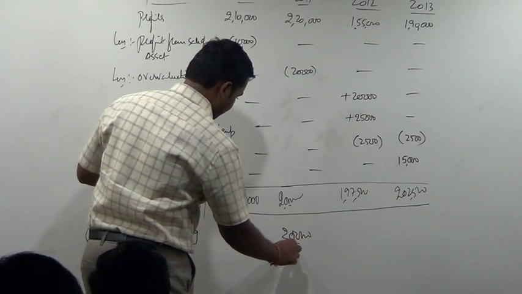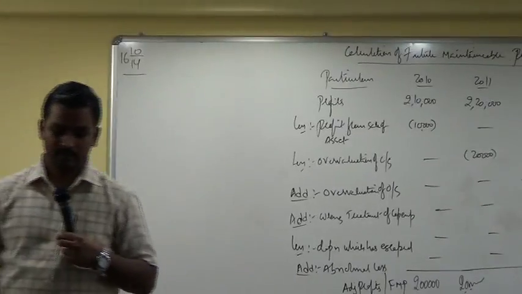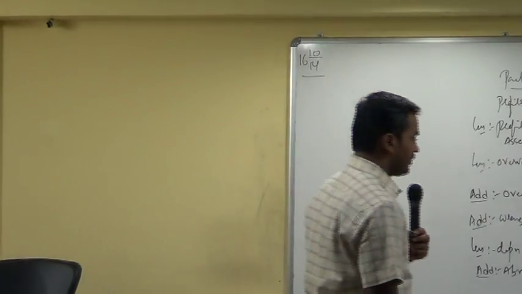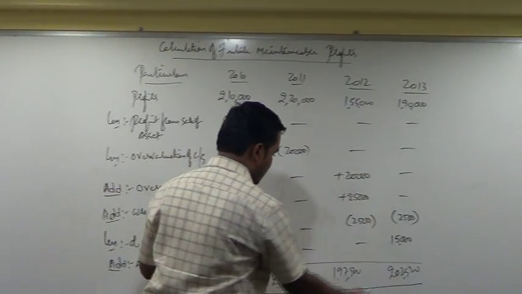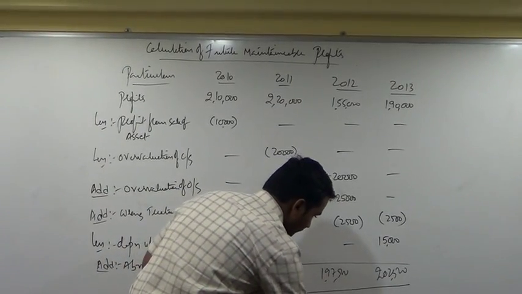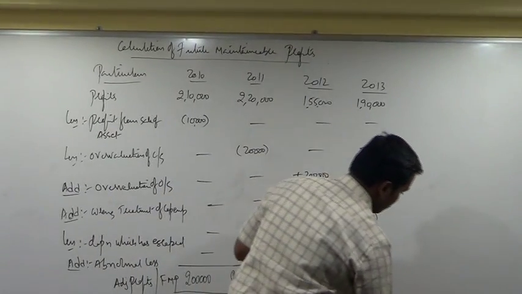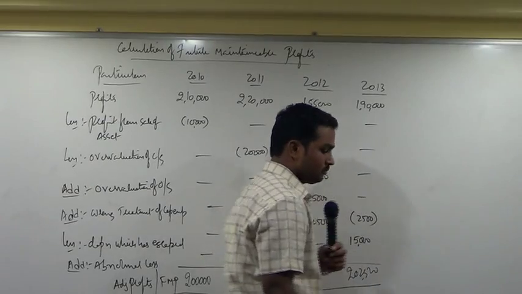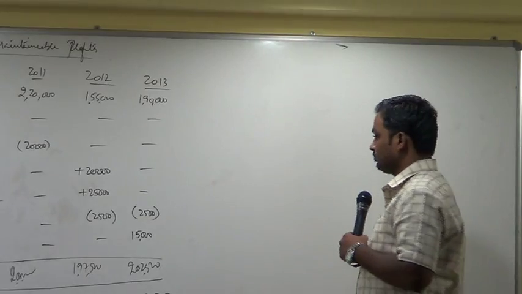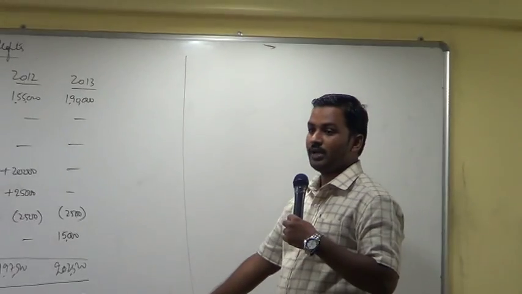Simple average you will calculate. 2 lakhs. Average is 2 lakh. 2 lakh plus 2 lakh plus this, divided by 4. 2 lakh rupees per annum is the profit. Next, this is your future maintainable profit.